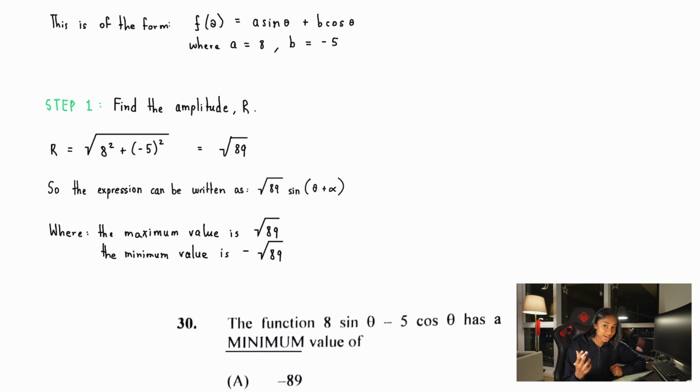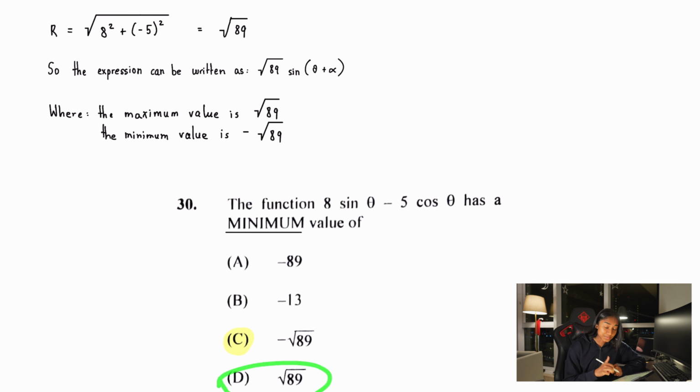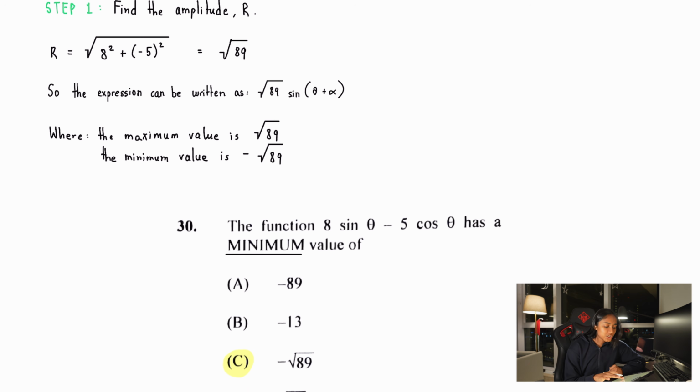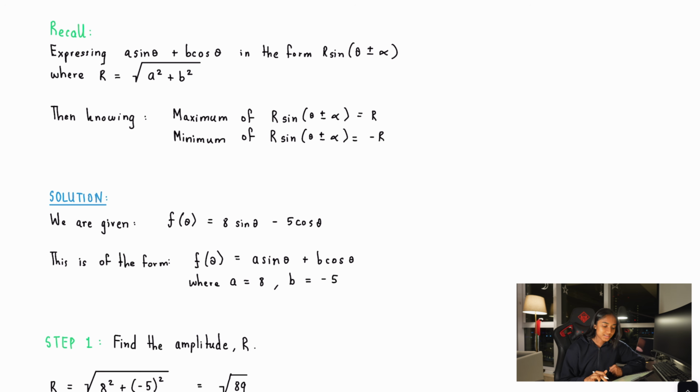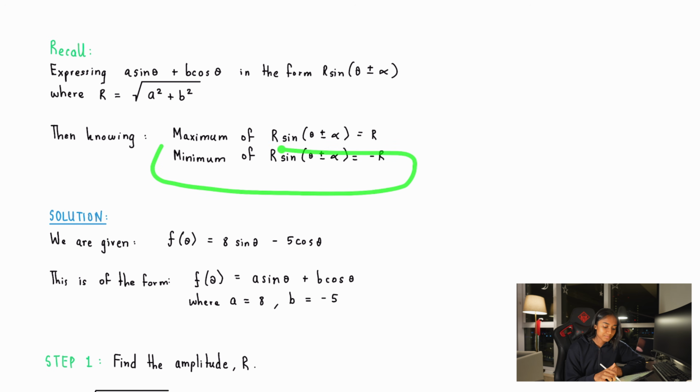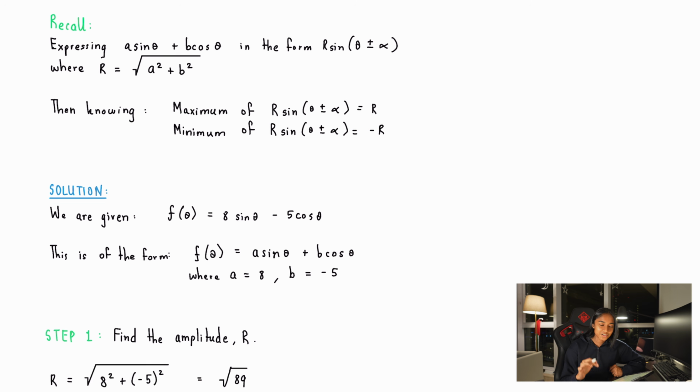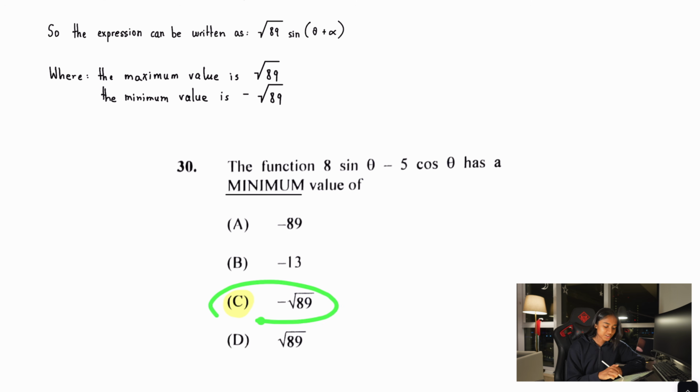But don't just stop there, because if you chose that, it would be wrong, because this is the maximum. What they are asking for is the minimum. So the minimum would be minus square root of 89. Again, the minimum is minus r. So that is how you do question 30.